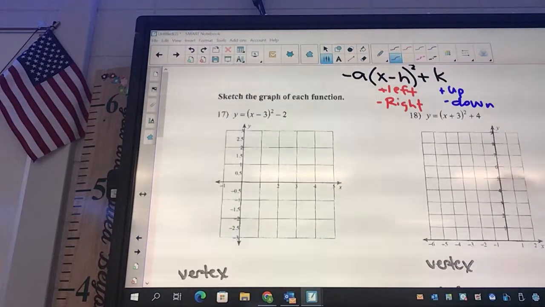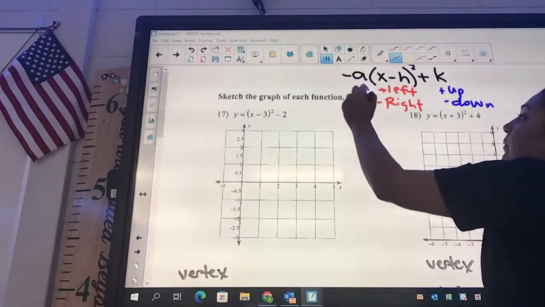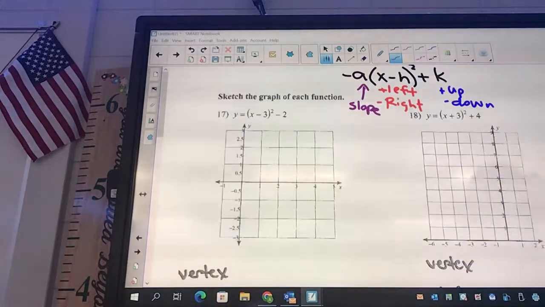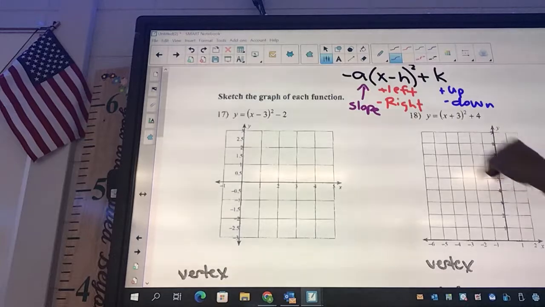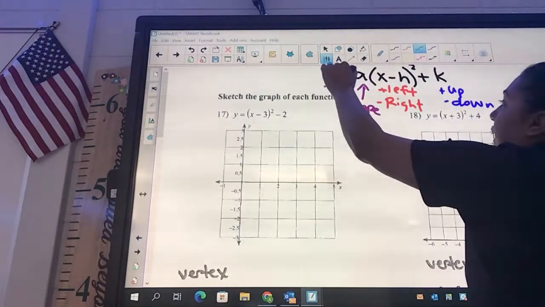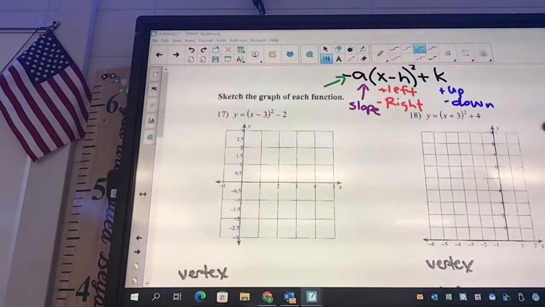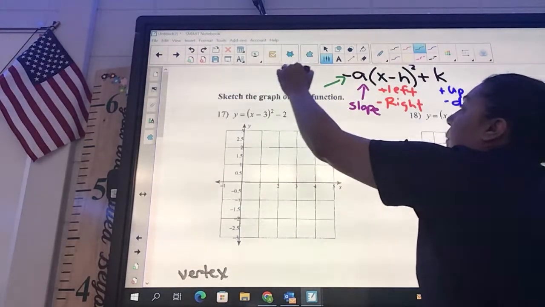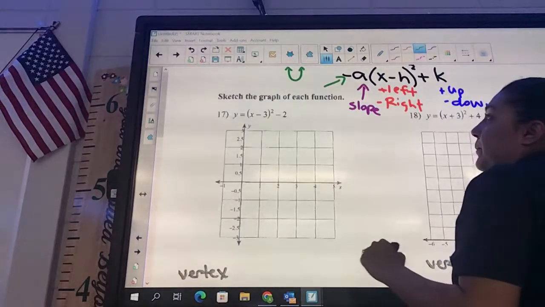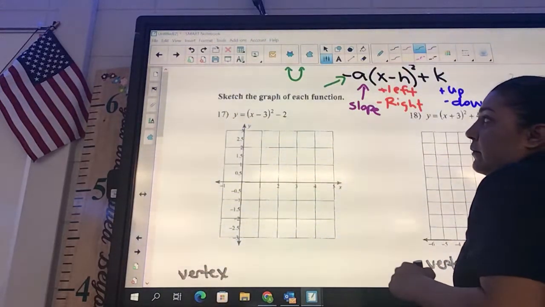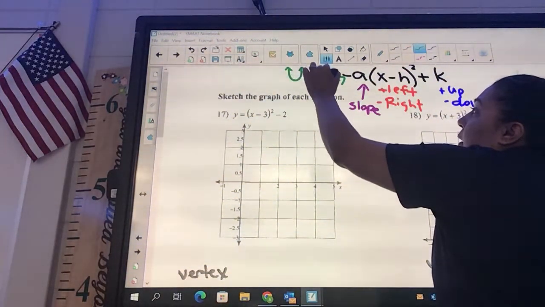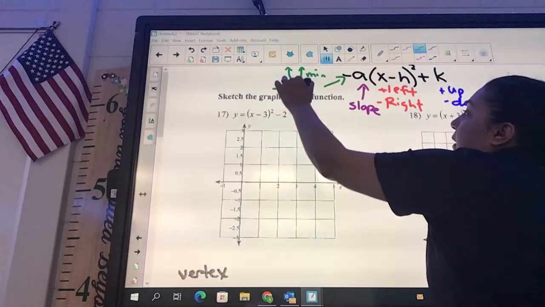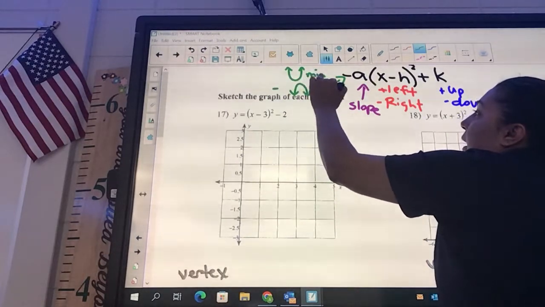Okay, the a is our slope. So that's going to change the picture of that graph. And then if there is a minus, that either makes the graph open up or down. If it opens up, what is that, a min or a max? It's a min. If there's a minus, it's going to open down and it's going to have a max.